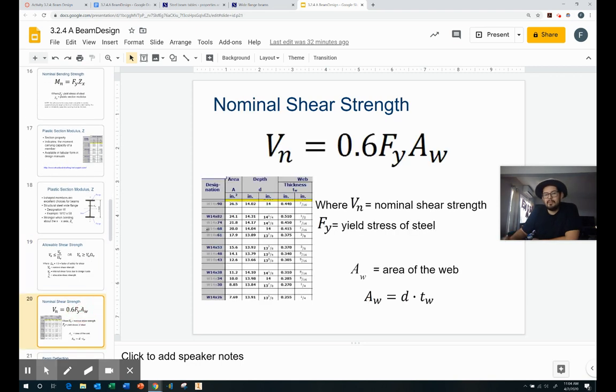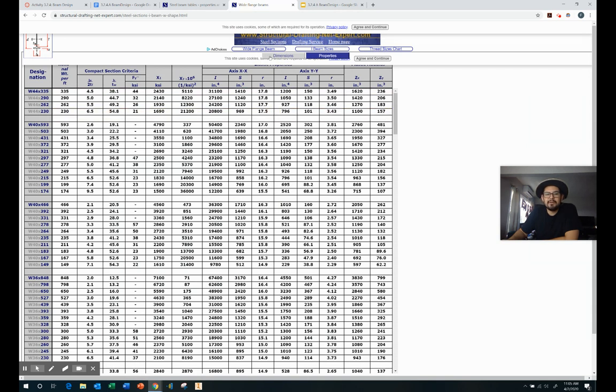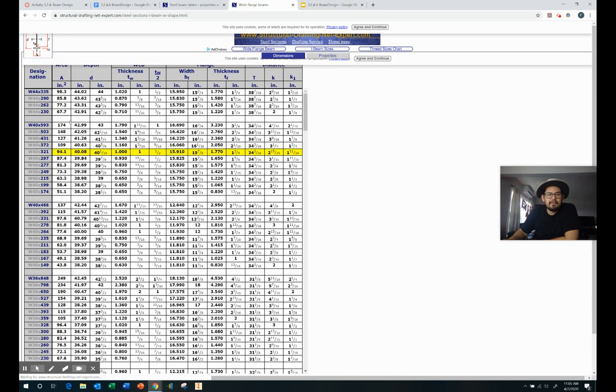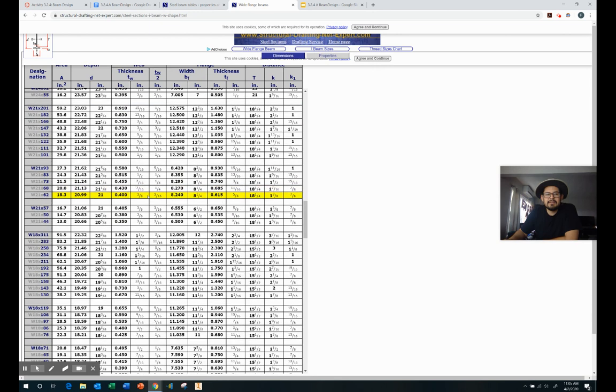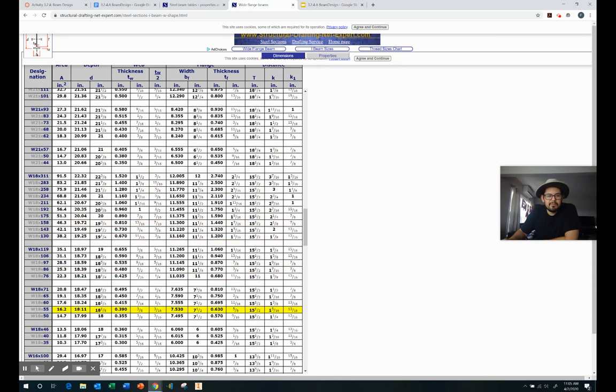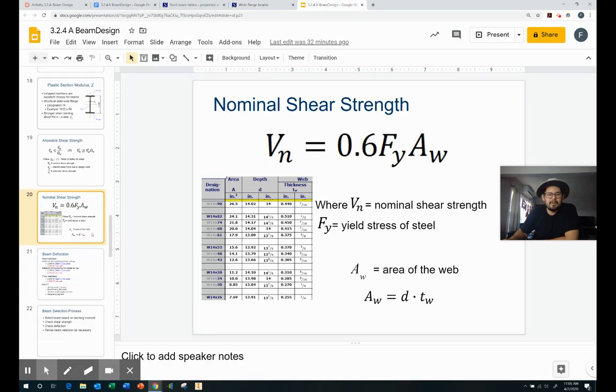How do we calculate nominal shear, right? Just like how do we calculate nominal moment? It's going to be 0.6 times Fy, which is again the yield stress of steel, times AW. AW, which is again the area of the web, is based on D times TW. And those are two properties that are going to come up here. So if I go to dimensions, if it's D times TW, then dependent on the beam I select, the D column is going to be right here. TW is going to be right here, right? And we can use the decimal numbers for each one as opposed to fractions.